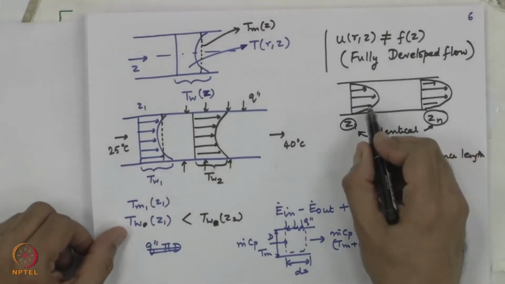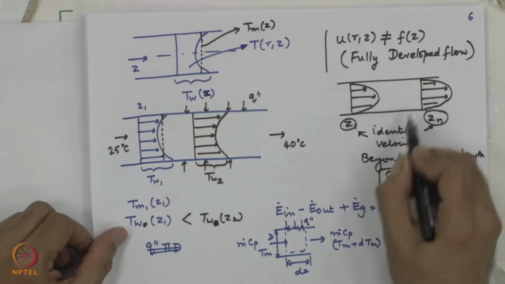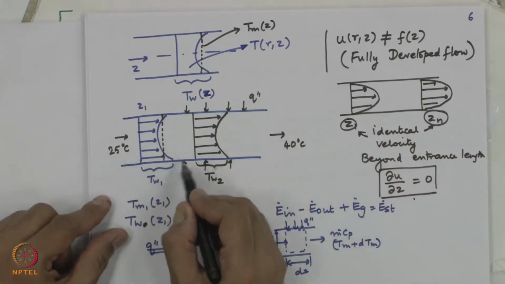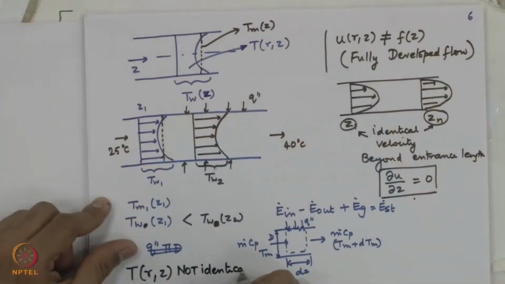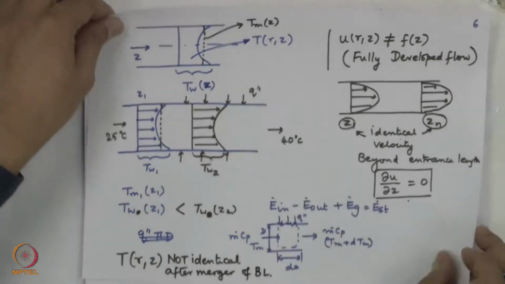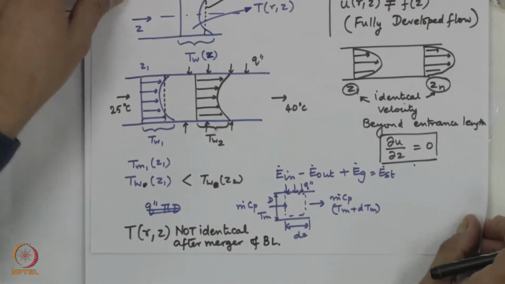So what is the difference? Here the velocity profile was identical, du by dz is 0. The temperature profile is not identical. Please remember, T of r comma z is not identical at all after merger of boundary layers. Please remember, T of r comma z is not identical.